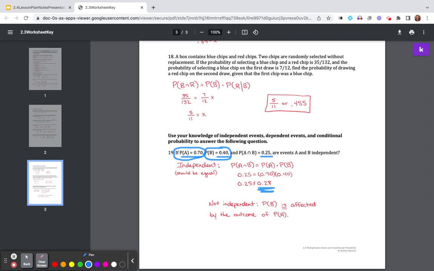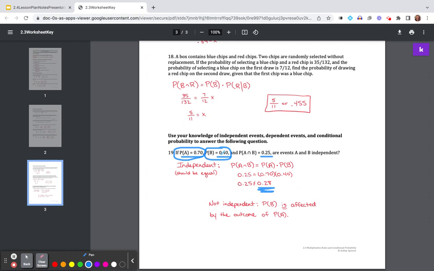This is why order matters, or we talk about replacing things like when we draw cards out of a deck. It matters if you replace the card that you just drew or if you didn't. When events are dependent, I'm not replacing the cards that I just drew from the deck. I'm drawing a card, and if that card is an ace, well, then there's only 3 aces for me to grab if I'm trying to get another ace from the deck. So things like that are dependent.